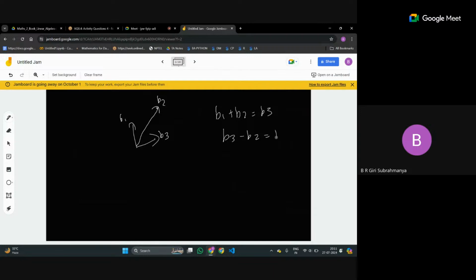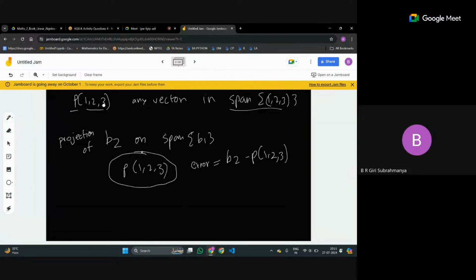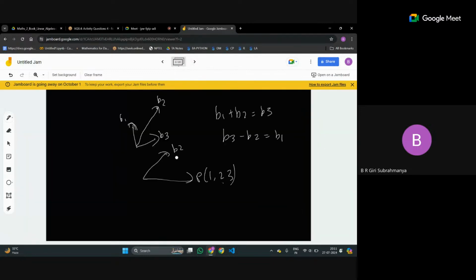B3 minus B2 is going to be B1, correct? Similarly, we have P times 1, 2, 3, and we have B2. Now the projection of this vector onto the span of the first vector B1 is P, right? I think the space is not enough, so I've drawn it like this. This will be B2, this will be P, and the error vector will be here, right? Now this error vector is like B2 minus P of 1, 2, 3, correct?